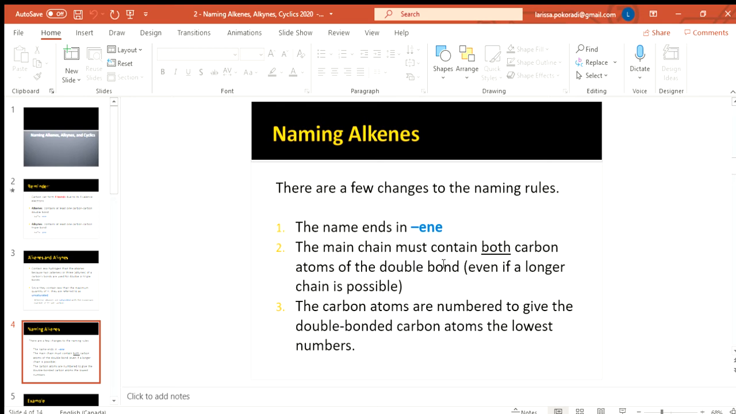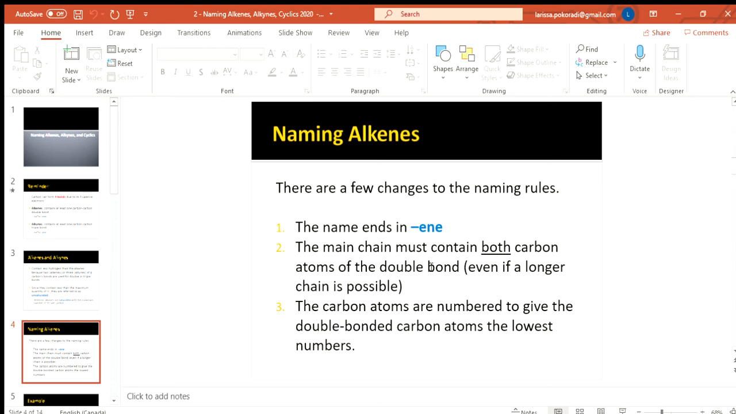Also, we were looking at some twisty branches and stuff before. Our main chain sometimes was a little bit hard to find. When we're looking at a main chain of an alkene, we know for a fact that the carbons on either side of the double bond both have to be in that main chain. Even if we can find something longer, those 2 things have to be in the main chain.